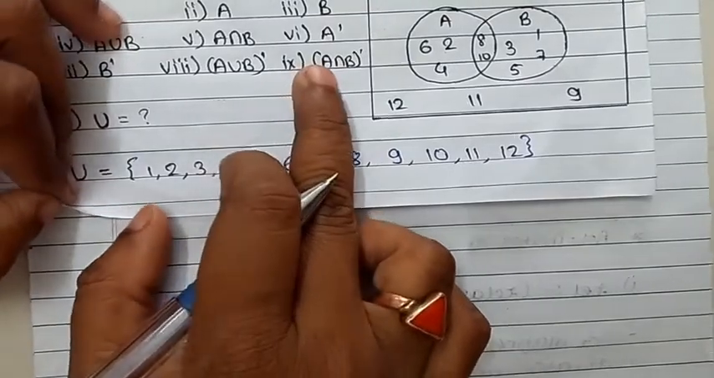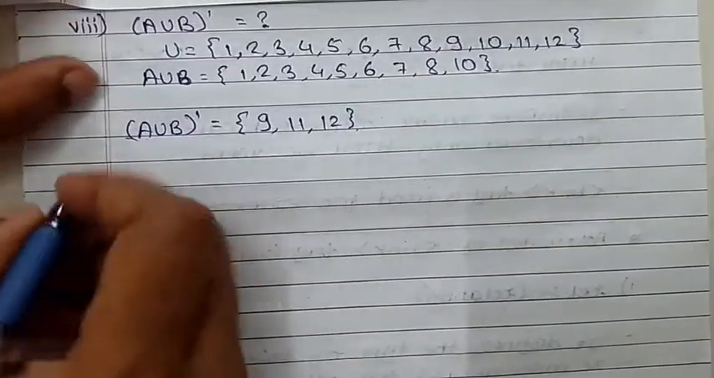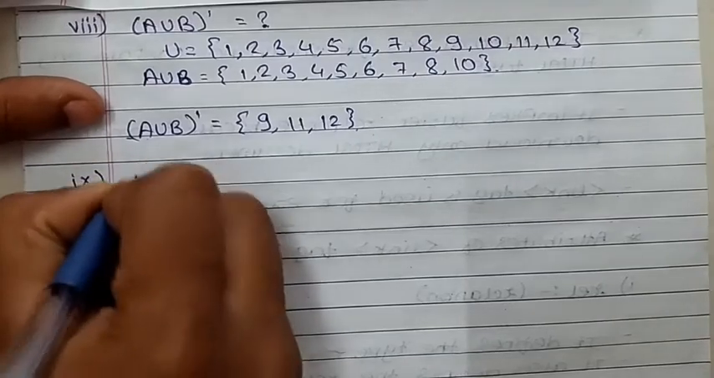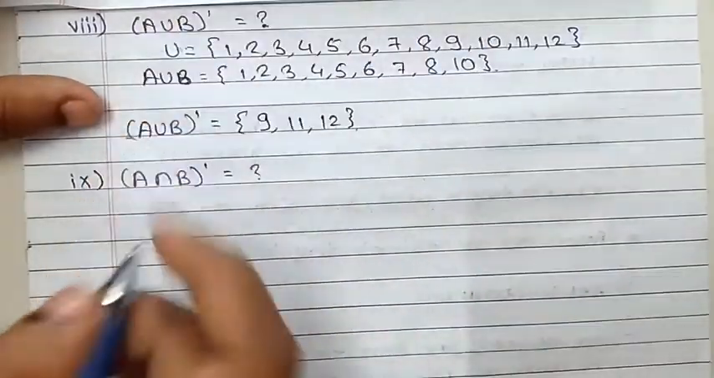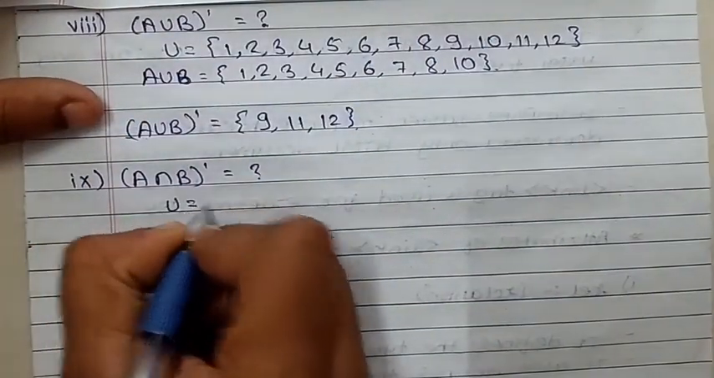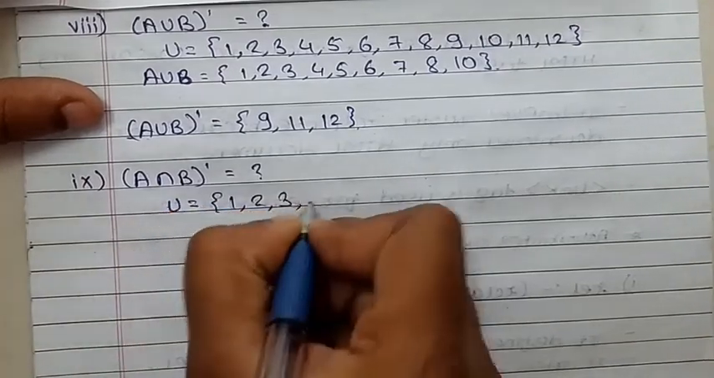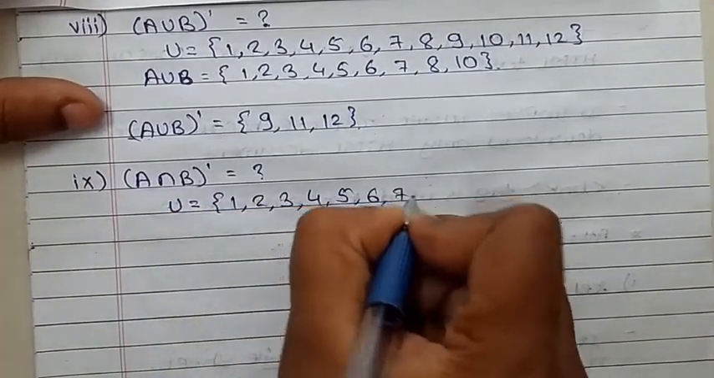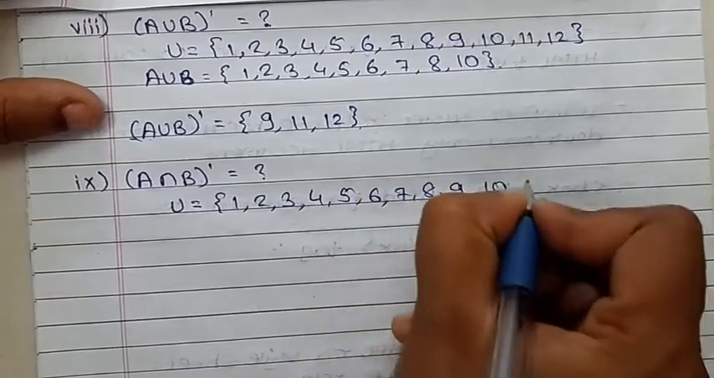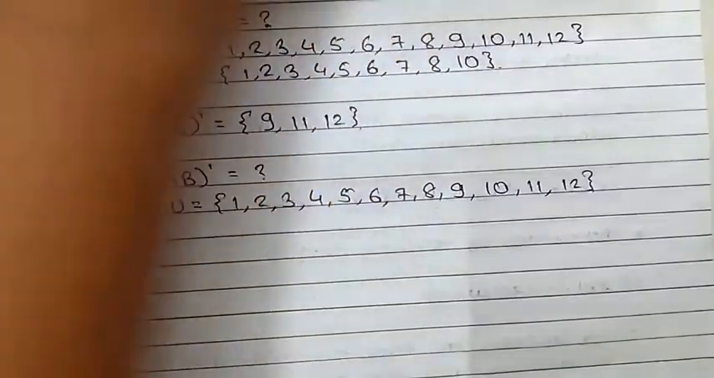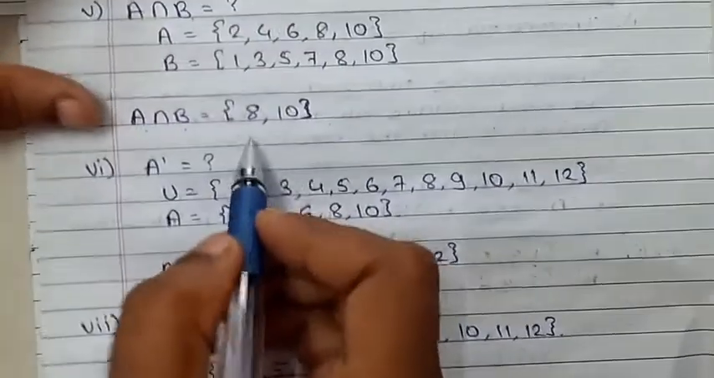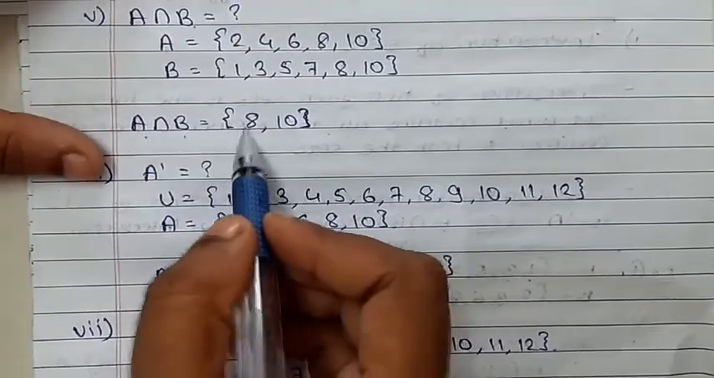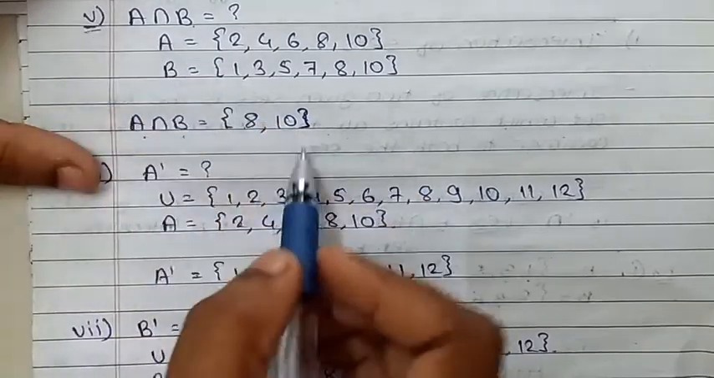That is the last one. We want to calculate the complement of A intersection B. So how to do this? We know the universal set is 1, 2, 3, 4, 5, 6, 7, 8, 9, 10, 11 and 12. And what is the value of A intersection B? We have to calculate it earlier, in the part of the fifth one.